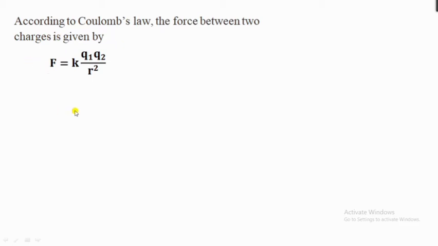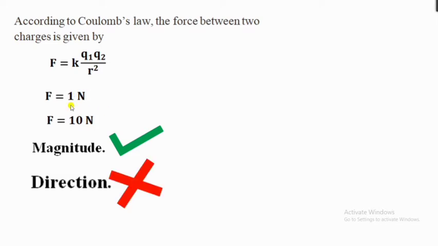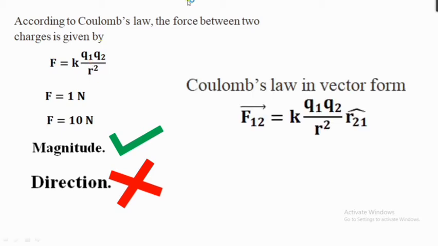Here if you put the values you may get 1 Newton, 10 Newton depending upon the charge and the distance, but if you see here we have the magnitude but there is no direction. So we know in vector we need both magnitude and direction. Magnitude is already given by this expression, so we have to put the direction. So vector form of Coulomb's law is given by this.